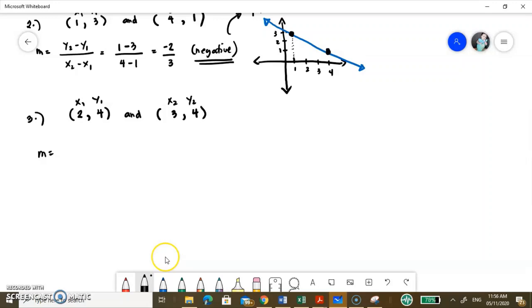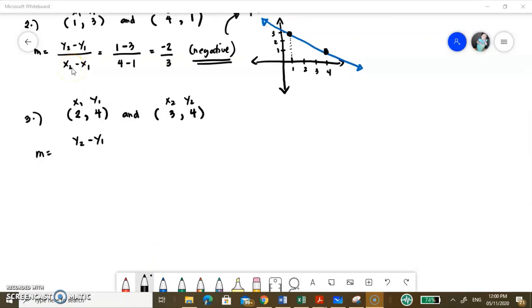So you have y sub 2 minus y sub 1, our formula. Susulat lang natin. X sub 2 minus x sub 1. So, y sub 2 natin ay 4. Y sub 1 natin ay 4 din. Okay? X sub 2 is 3. X sub 1 is 2. So, 4 minus 4 is 0. 3 minus 2 is 1. 0 divided by 1 is 0. Okay? So, ang slope natin dito ay 0.